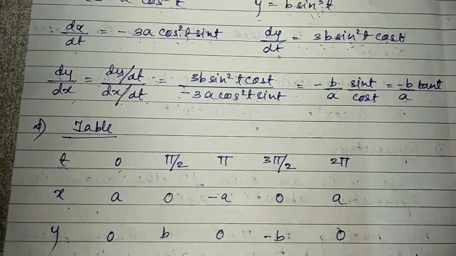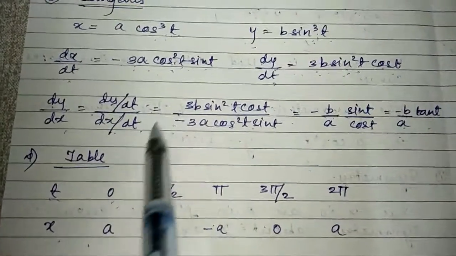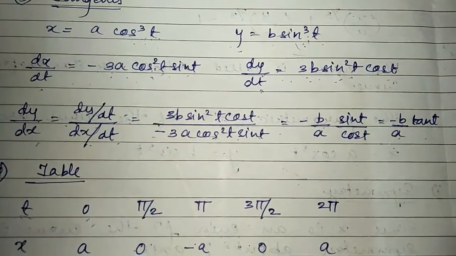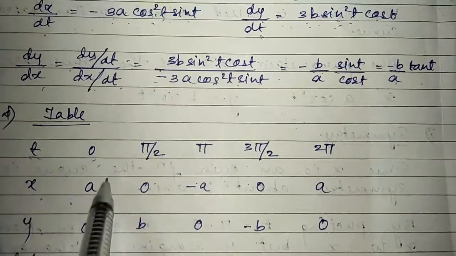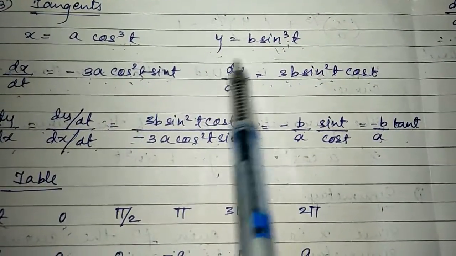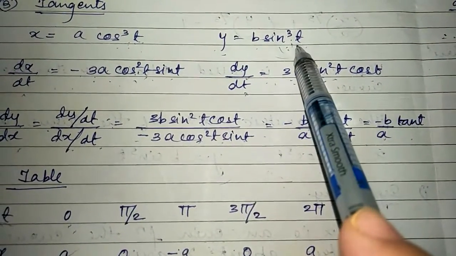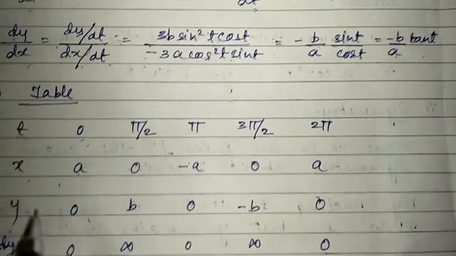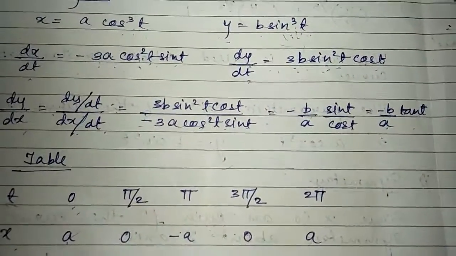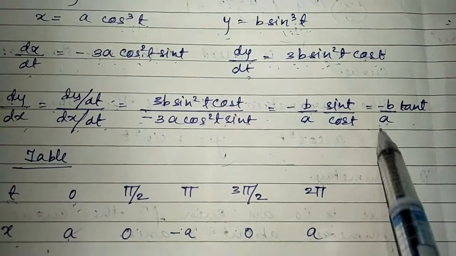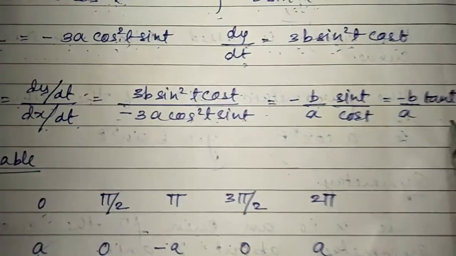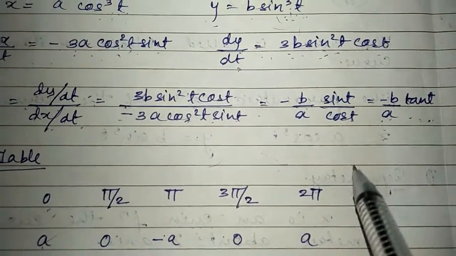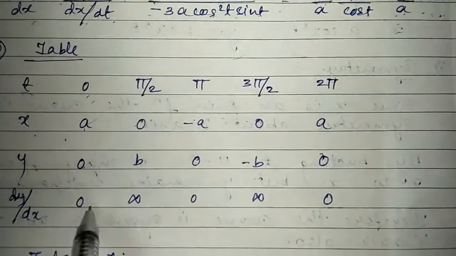Now if t is equal to 0, for example, we'll see. So what we have, x is a cos cube t. Cos of 0 is 1. So value of x will be a. y is b sin cube t. Now t is 0. Sin of 0 is 0. So what will be the value of y? It will be 0. Now dy by dx is minus b upon a tan t. So if t is 0, tan 0 will be 0. So dy by dx will be 0.